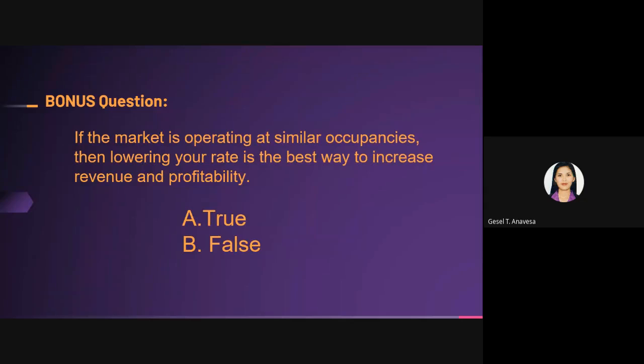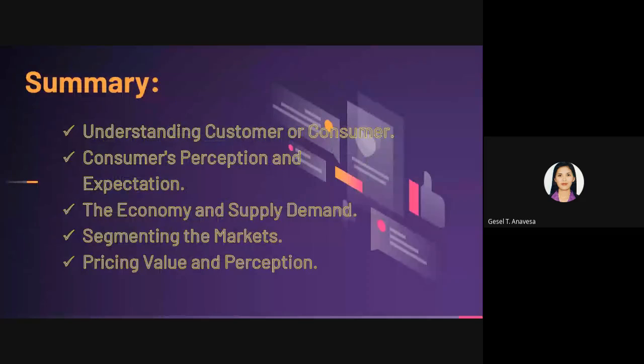Okay, bonus question. If the market is operating at similar occupancies, then lowering your rate is the best way to increase revenue and profitability. True or false? So the answer is true. Okay, so true is the answer. So that ends our discussion.